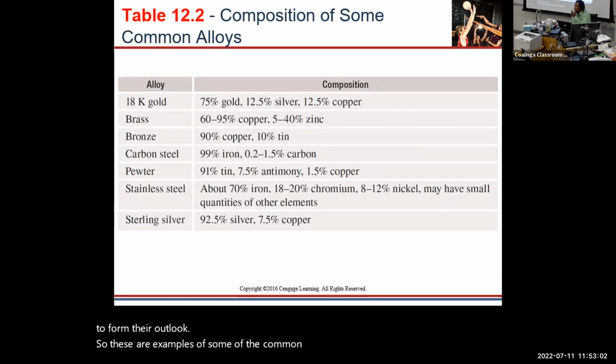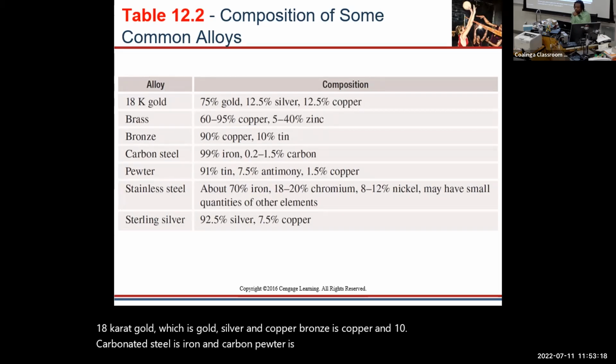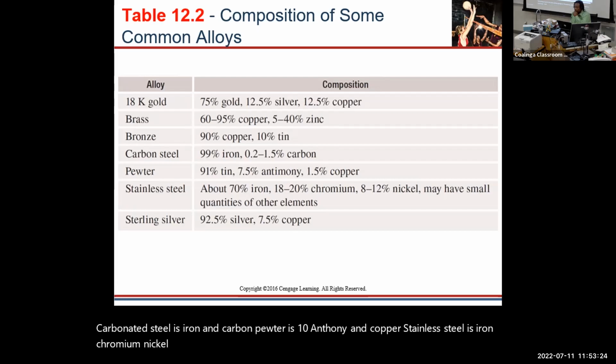Okay, so these are examples of some of the common alloys. Like I said, brass is copper and zinc. 18 karat gold is gold, silver, and copper. Bronze is copper and tin. Carbonated steel is iron and carbon. Pewter is tin, antimony, and copper. Stainless steel is iron, chromium, nickel. And sterling silver is silver and copper.